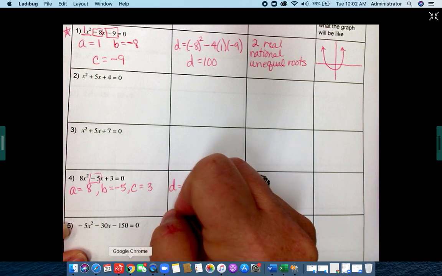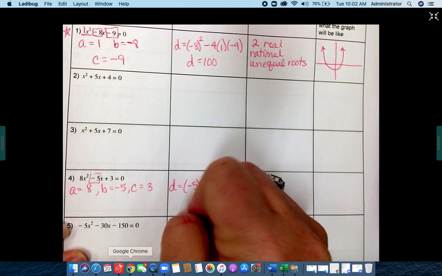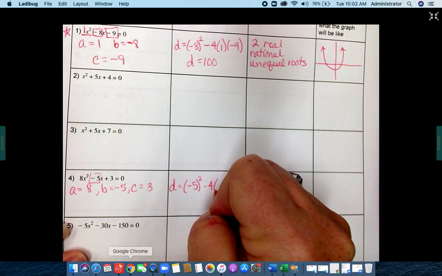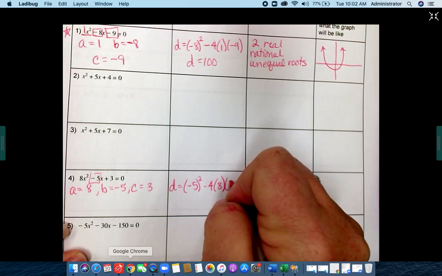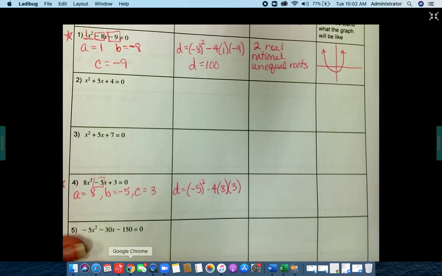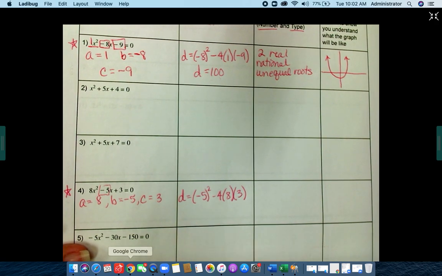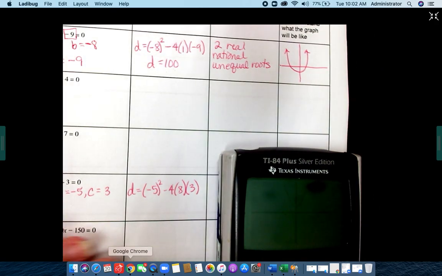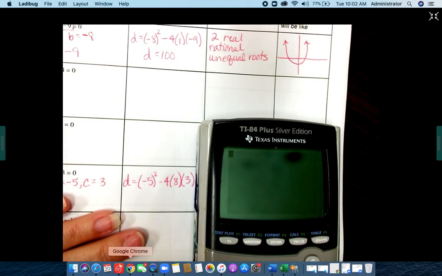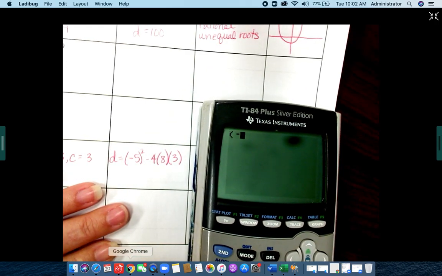B squared minus 4 times A times C. That's all you're doing today, guys. You're substituting into this formula. You're going to simplify it. I'm going to use a graphing calculator this time in case you have a graphing one at home. But certainly we can use our TI-84 or our WabbitEmu app.